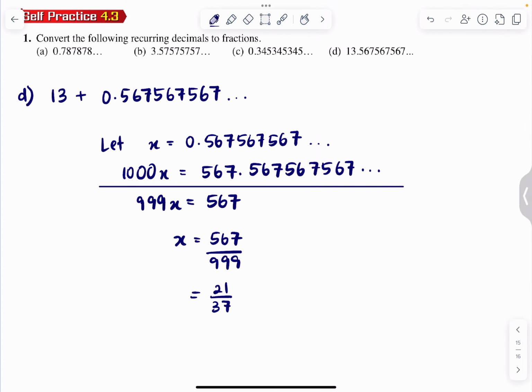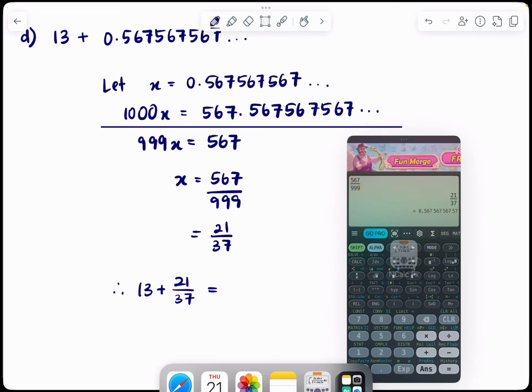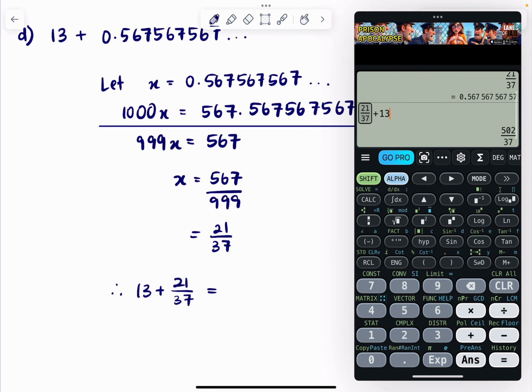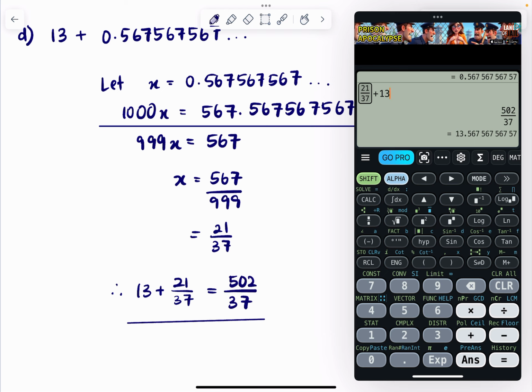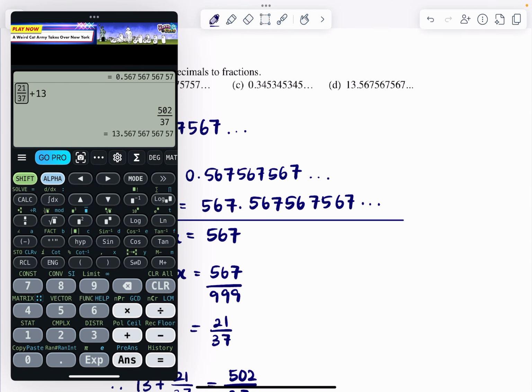But don't forget, this is not the final answer. You have to add back the 13. So 13 plus 21 over 37 is 502 over 37. And you can see there, 502 over 37 gives us the 13.567567. That's it.